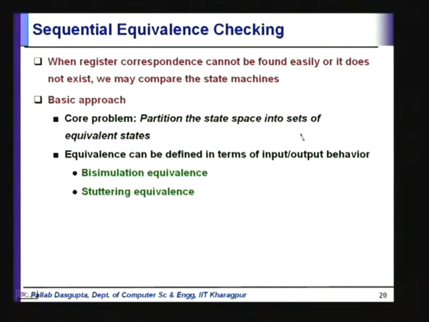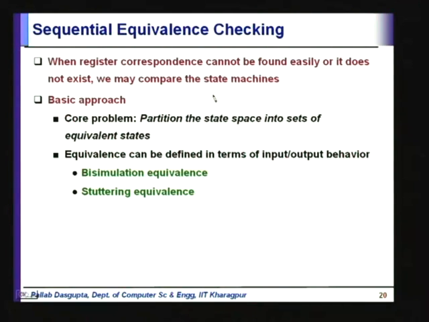Now, the thing that we have left out so far is the sequential equivalence checking when register correspondence cannot be found easily or it does not exist, right. That is the case where we compare state machines. Now, remember that the state machine as such has several things. The number of flops that you need depends also on the state encoding, right. The combinational logic depends on the state encoding, okay, and whether you have minimized it or not.